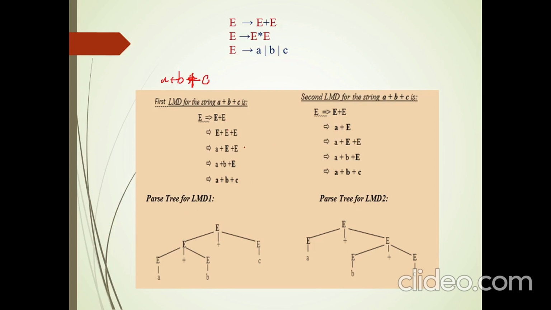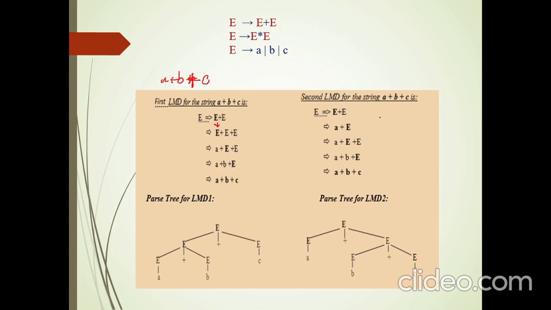First, let me explain one portion of the LMD. E gives E plus E, because I want to obtain a plus operator. Then one more E, the first E can give me E plus E again, because I want a plus operator once again. So this E plus E portion can give you two pluses, which I wanted in the input. Now finally I can make E give A, next time E give B, next time E give C.